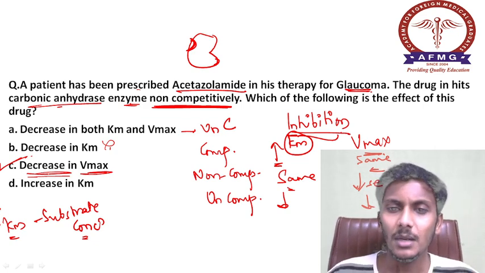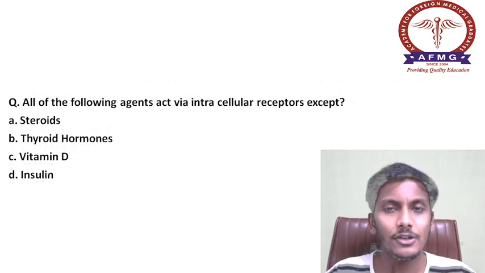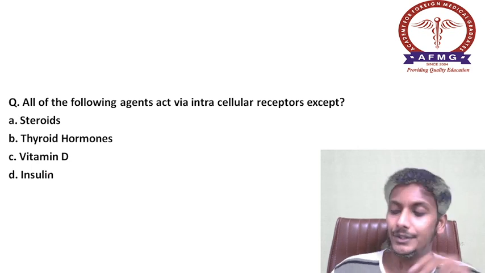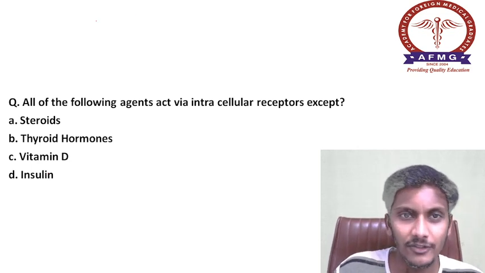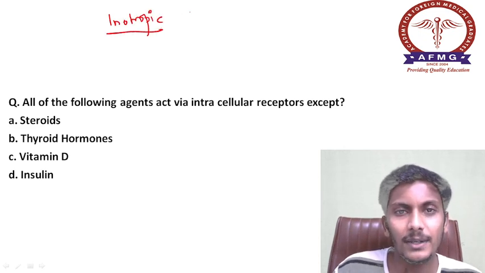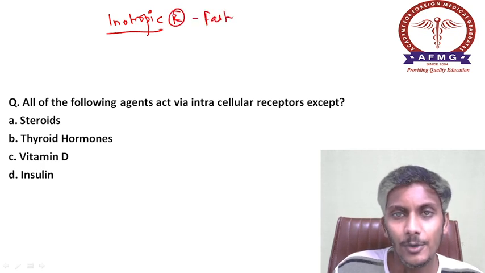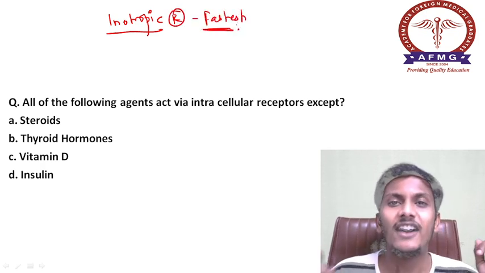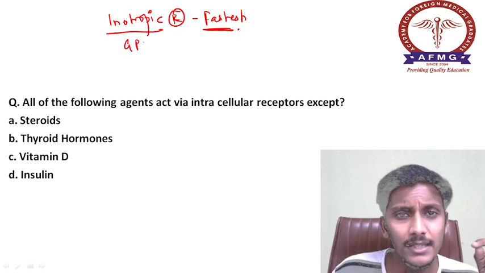Moving further. All of the following agents act via intracellular receptors except. So please remember, there are different kinds of receptors. There are different types of receptors. First are ionotropic receptors, which are the fastest acting receptors. So important thing to be remembered, these are the fastest acting receptors. Second are your GPCR receptors.